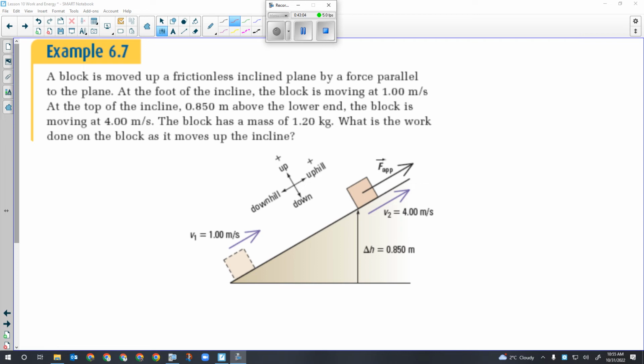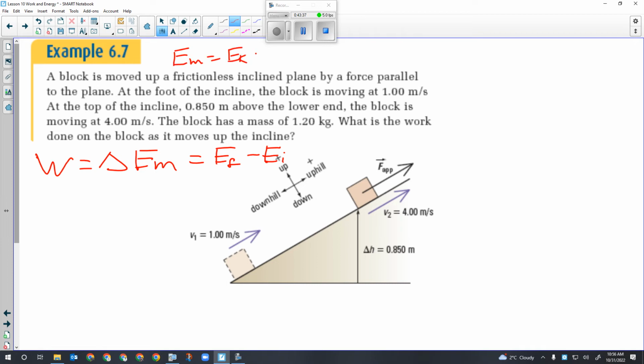So I'm going to show you first what I would consider to be the better way, and that's using work energy theorem. According to work energy theorem, work is a change in mechanical energy. That means taking our final mechanical energy and subtracting our initial mechanical energy. In Science 10, we learned that mechanical energy is an object's kinetic plus an object's potential energy. That's how we calculate mechanical energy.